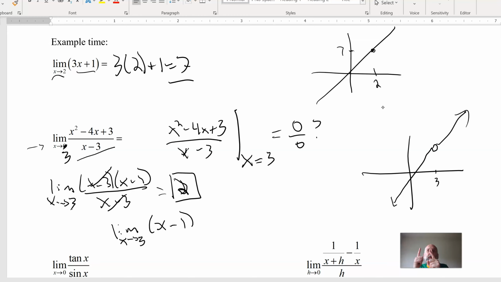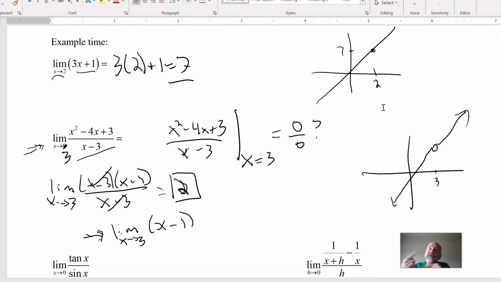So because we don't care what's happening at 3, we care what's happening close to 3, then simplifying it is totally fine, because the fact that these two functions are slightly different, they're different only at 3, doesn't matter to us at all, because a limit question is saying what happens as you get close, not what's happening right there. Weird, I know, but there's a point to it, like why we're doing this stuff.